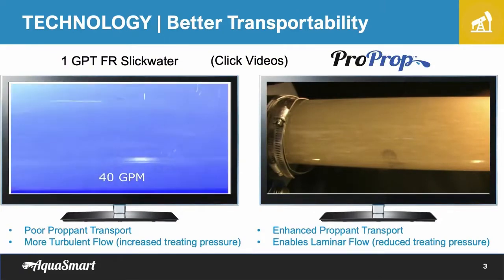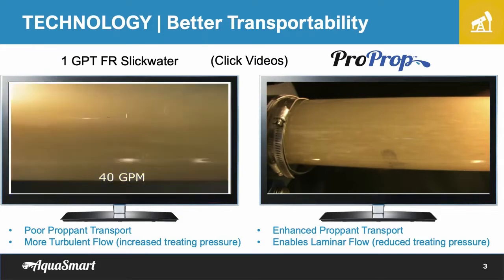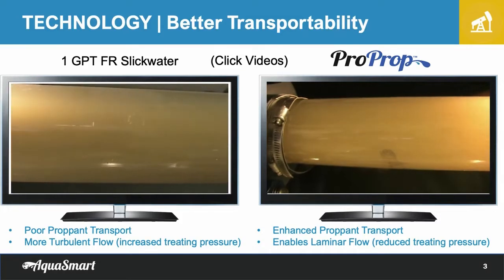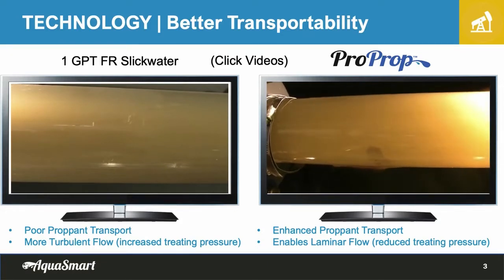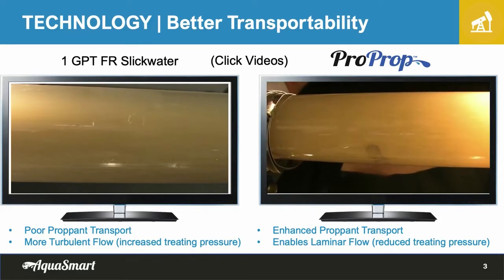In both of these videos, we ran a flow loop test at the same GPM and proppant loading. On the left, we can see the flow of proppant in 1 gallon per thousand of HVFR slick water. On the right is the same proppant loading of ProProp. The slick water job relies on turbulent flow to push the proppant through the casing, in the lateral, and out the perfs. However, the turbulent flow ceases outside the perforations, and the proppant settles immediately, causing a dune.